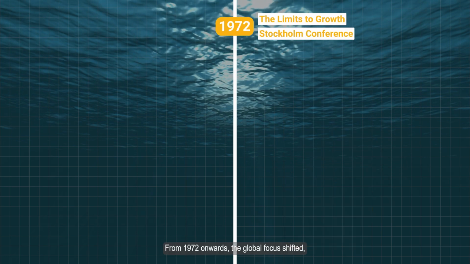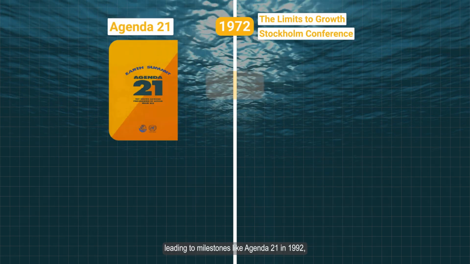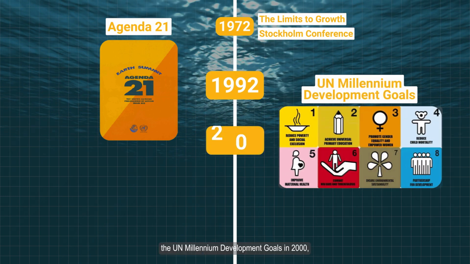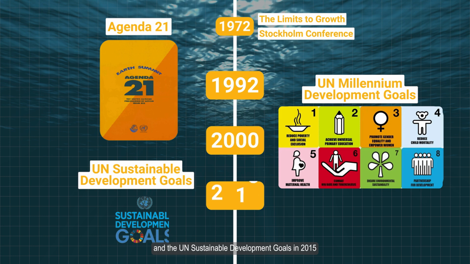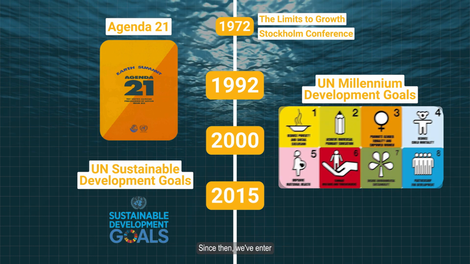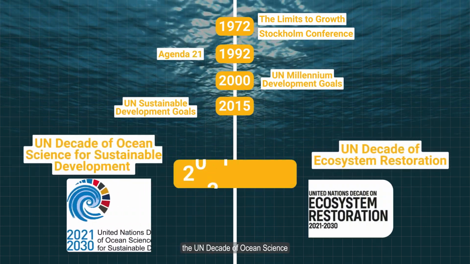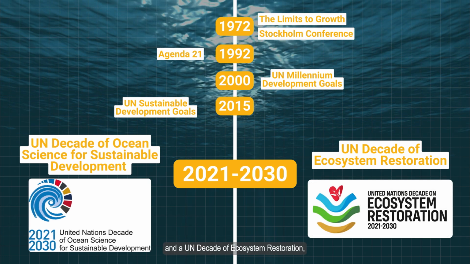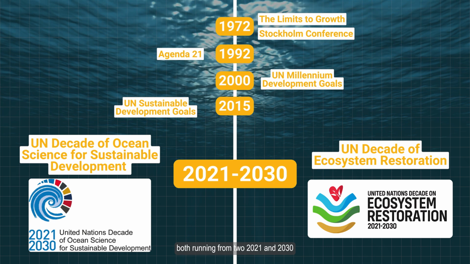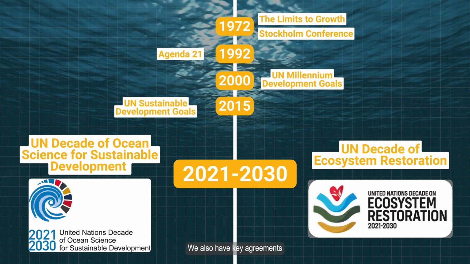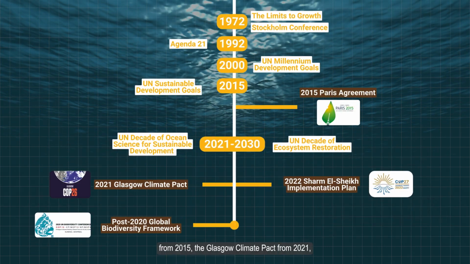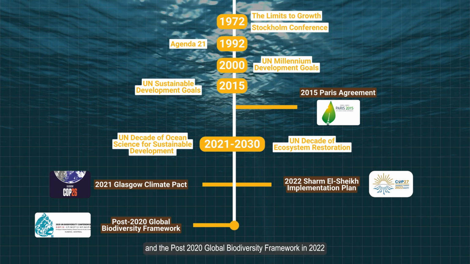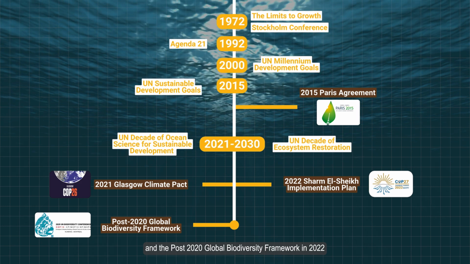From 1972 onwards, the global focus shifted, leading to milestones like Agenda 21 in 1992, the UN Millennium Development Goals in 2000, and the UN Sustainable Development Goals in 2015. Since then, we've entered the UN Decade of Ocean Science for Sustainable Development and the UN Decade of Ecosystem Restoration, both running from 2021 to 2030. We also have key agreements like the Paris Agreement from 2015, the Glasgow Climate Pact from 2021, and the Post-2020 Global Biodiversity Framework in 2022.